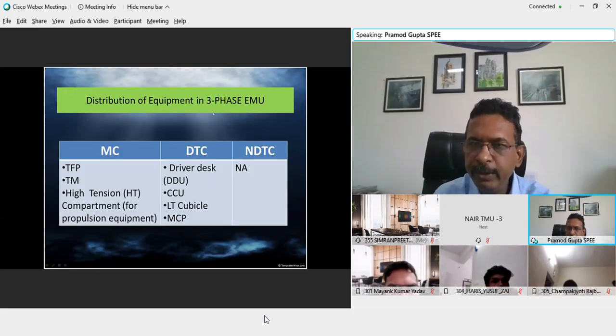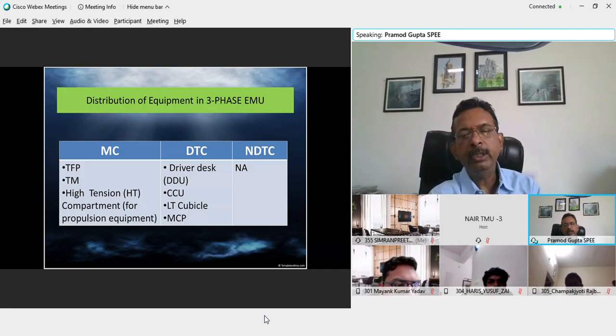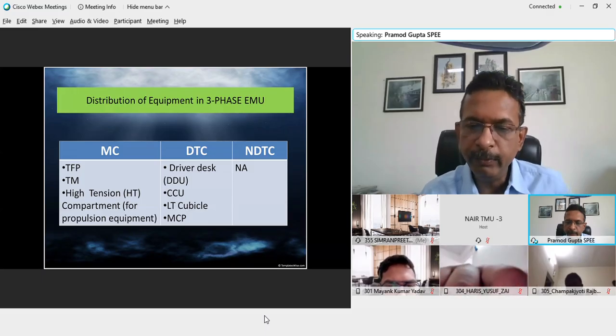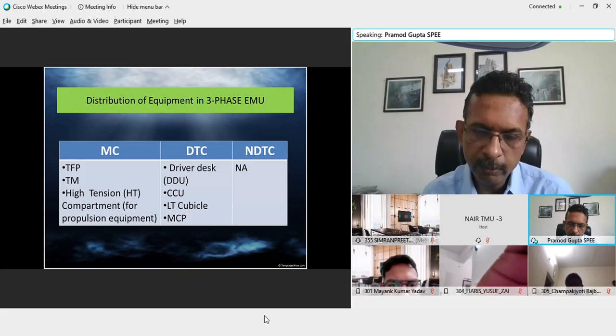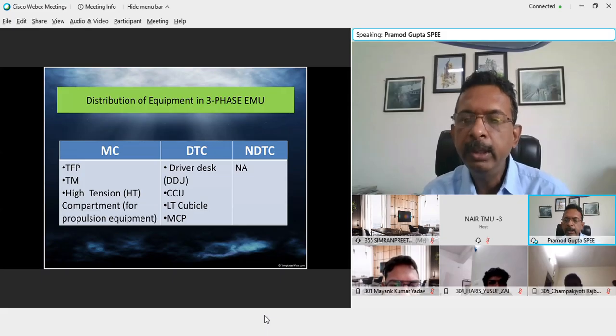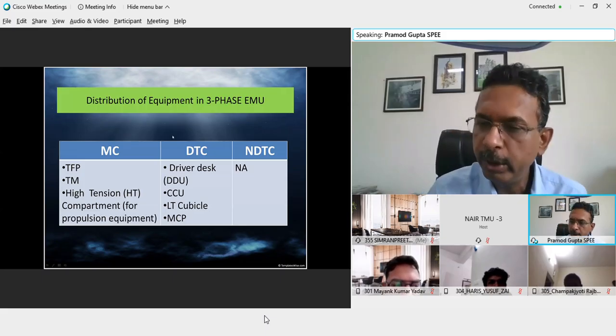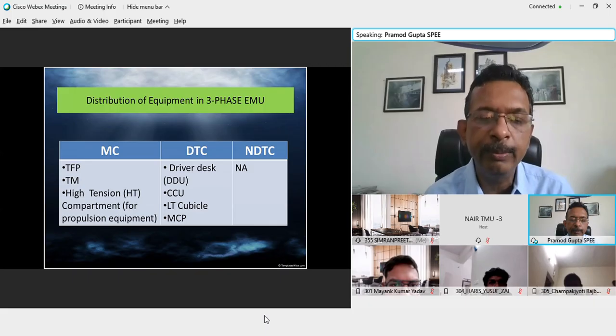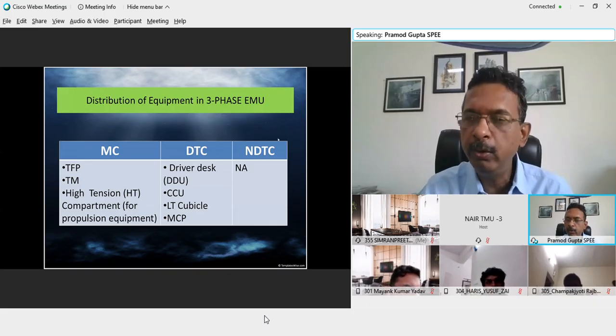These are the equipment that we have in the three-phase EMU: transformer, traction motor, high tension compartment, and the driver desk in the driving car. We have the central control unit. We have the LT cubicle where we step down the voltage from high voltage to low voltage for control operation. And then we have the compressors, which are known as MCP. The non-driving trailer car has no equipment. So you can see that the motor coach has the highest number of important components, and the NDTC has no component at all when we talk about the three-phase EMU.